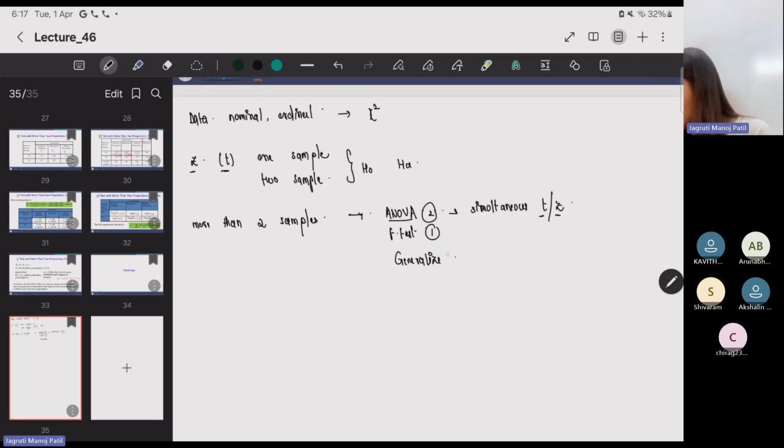Yeah, so this type of tests are nothing but generalized. So even for two samples, you can still do ANOVA. You don't need more than two samples to do it, because it's nothing but simultaneous or multiple T tests or Z tests that are being done over there.